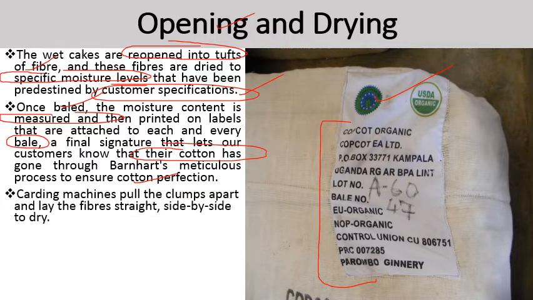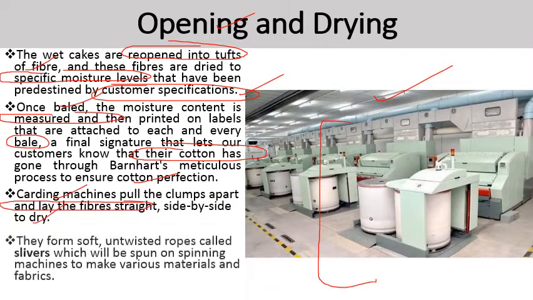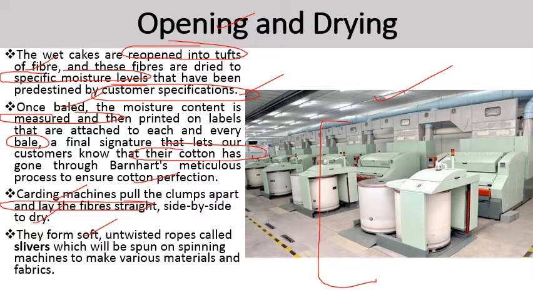So carding machines pull the clumps apart and lay the fiber straight. There are some special machines which are known as carding machines जो cotton clumps हैं उन्हें separate करती हैं and lay the fiber straight side by side. Then they form soft untwisted ropes called slivers. और ये machines बनाती हैं untwisted ropes जिन्हें कहा जाता है slivers which will be spun on spinning machines to make the various materials and fabrics. So by using these machines, which are known as spinning machines, we can convert the cotton into best quality fabrics.